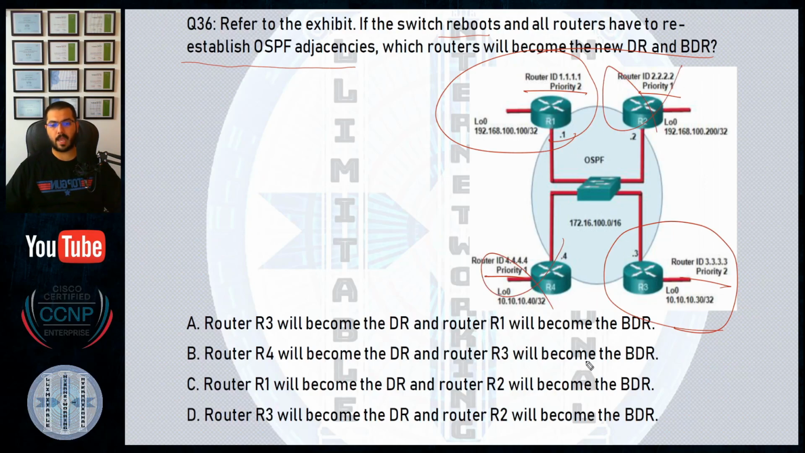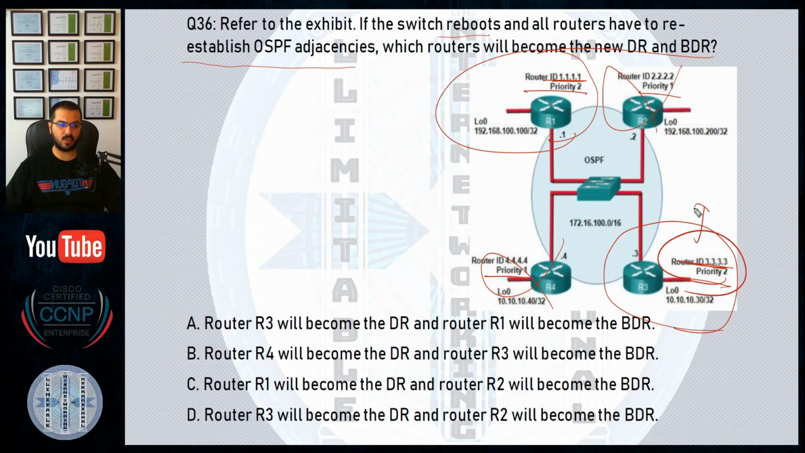R2 and R4 will be excluded from becoming DR or BDR, but the question now is which one is exactly the DR and which one will become the BDR. Let's see if there is a router ID that is configured, and there is a router ID configured here, and there is a router ID that is configured here already. So which one will be the biggest?